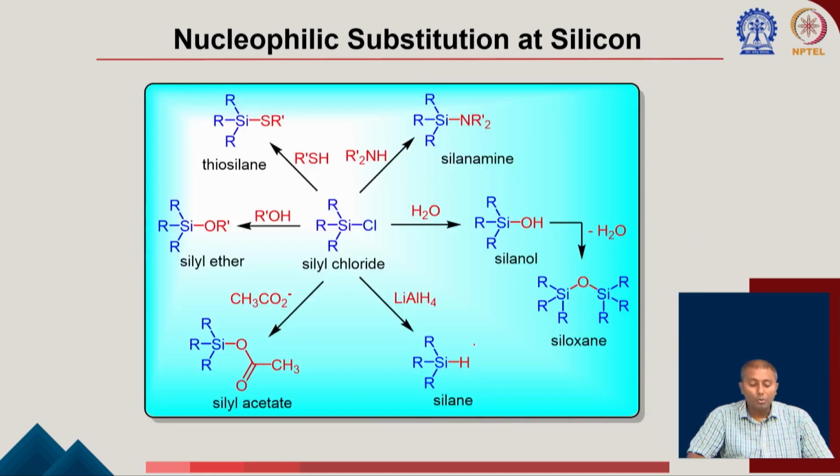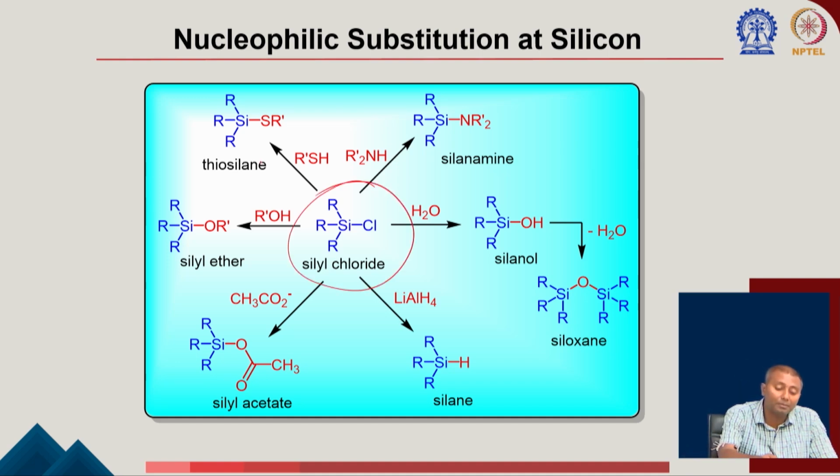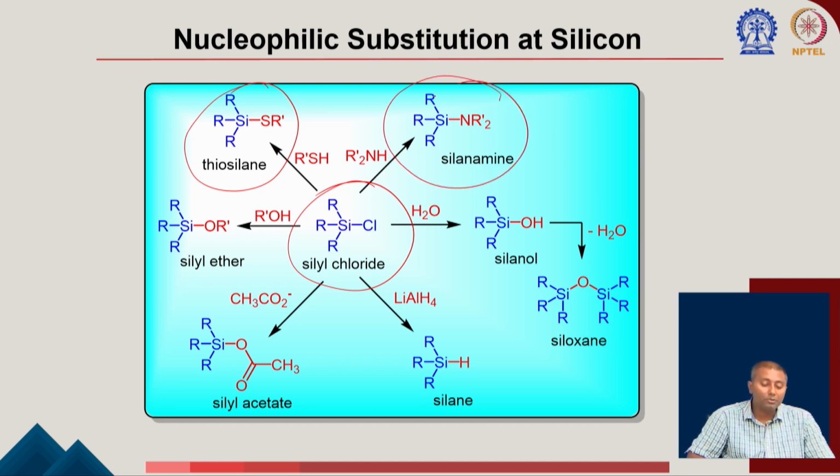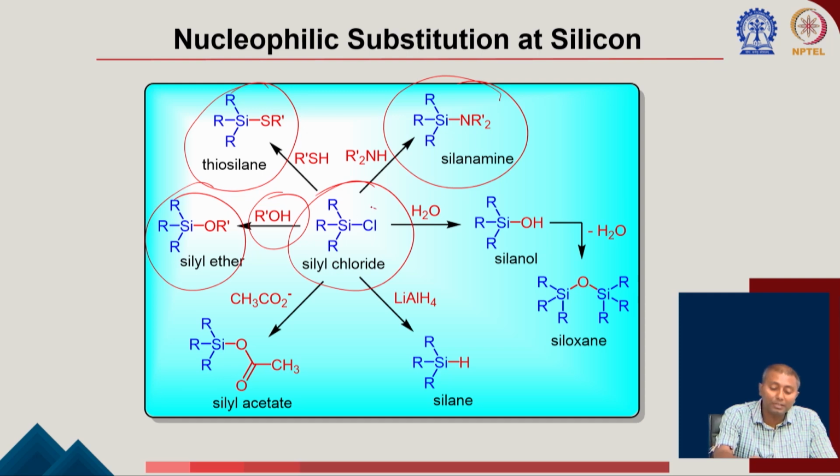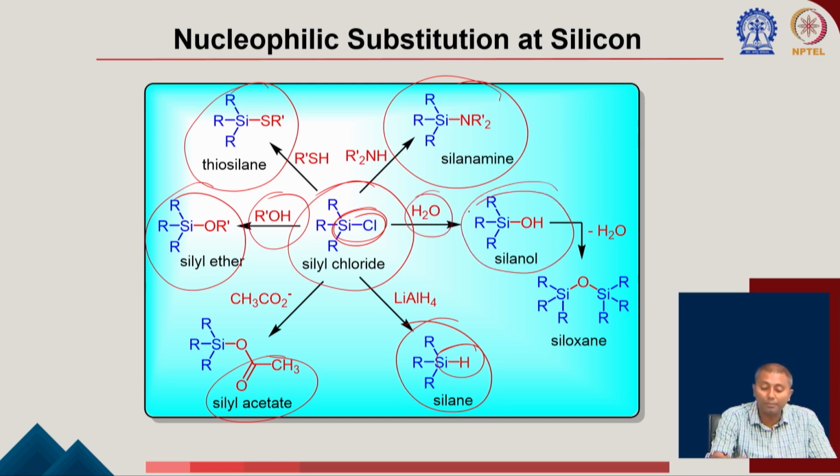So, once you have this silyl chloride, you can form various compounds starting from that. If you treat it with the corresponding thiol, that can form the corresponding thiosilane. If you have the corresponding amine, you can have a silyl amine. If you treat with alcohol, it is going to form the corresponding silyl ether. If you go for a reduction, then it can replace the silicon-chlorine bond with a silicon-hydrogen bond to form silane. Silyl acetate if you treat with acetate, and if you treat with water, it forms the silanol, which is a very important compound.